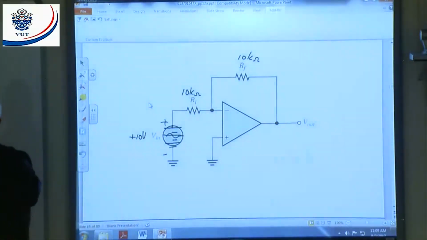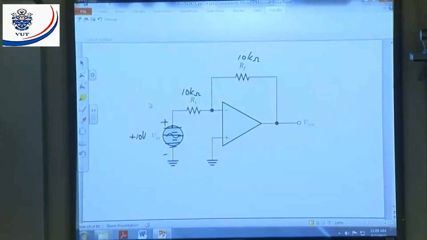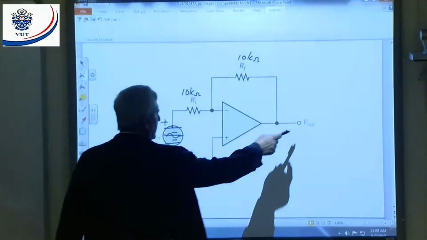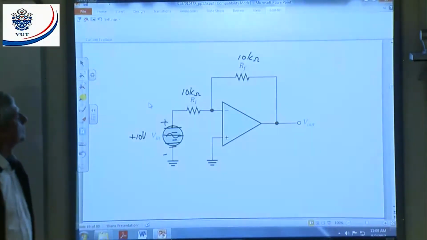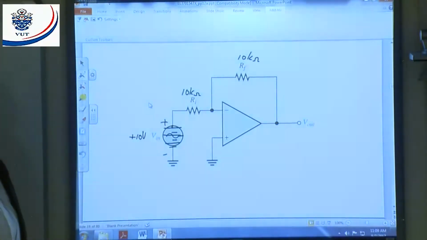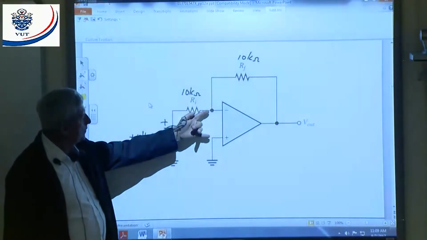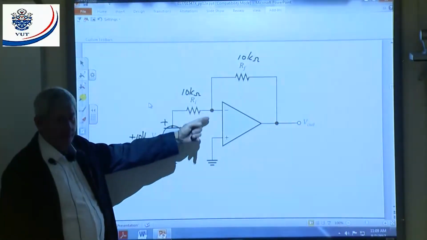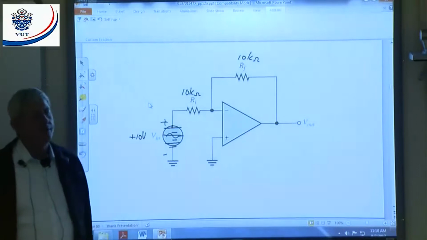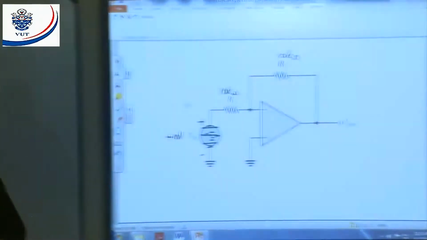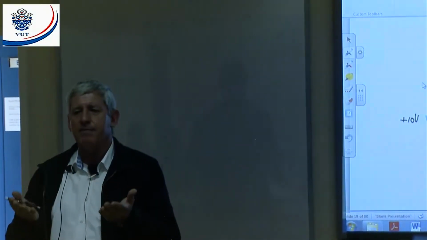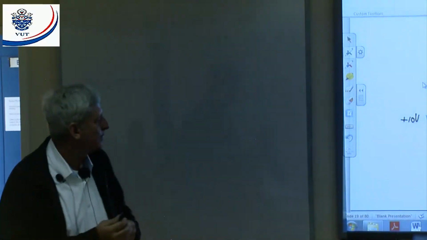Will the output of the op-amp go negative or positive? Due to the supply, the op-amp has a supply, will it go positive or negative? It should go negative, because it's the inverting input. That means this output will tend to go negative. It will go negative in such a direction to make sure this voltage difference is 0. They normally call that point virtual earth. It's not directly connected to earth, but it will be at the same potential as earth.